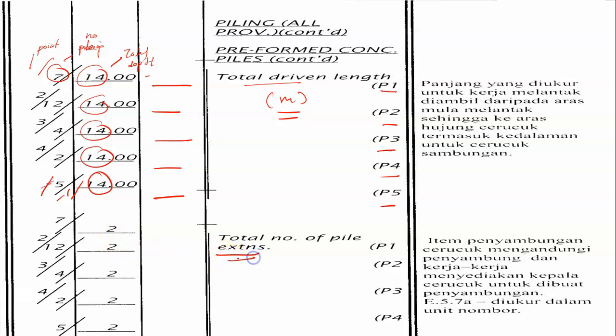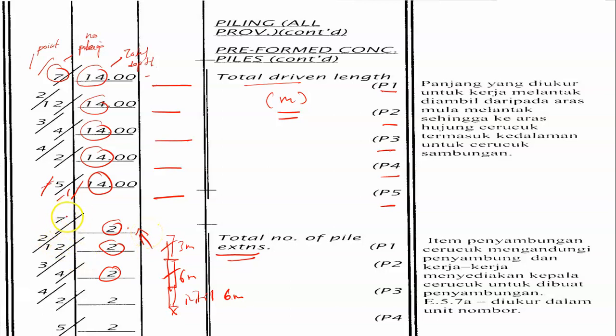How many extensions of pile are there? For every point, we have 2 extensions of pile. One is 6 meters long, and the second extension is 3 meters long. Then we have the initial pile here. The initial is 6 meters, right? Initial pile, and then we have the shoe here. So we have 1, 2, equal to 2 numbers.